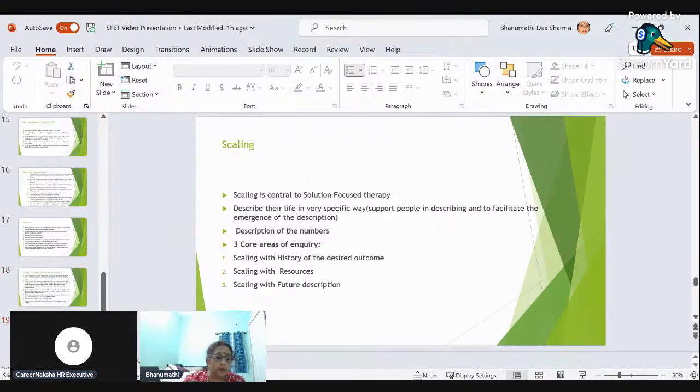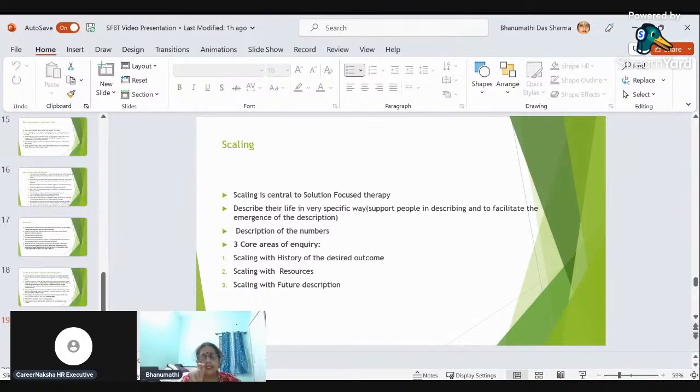Now we come to a very important part of it called scaling. Scaling is central to solution focused therapy. You all must be aware of what scaling is. 0 to 10, 10 is this, 0 is that, where are you now? See, it is central to solution focused therapy. It describes their life in a specific way, that is, to support people in describing and to facilitate the emergence of the description. Clarity will come. Pinpoint, bang on, where am I? And it is a description in numbers.